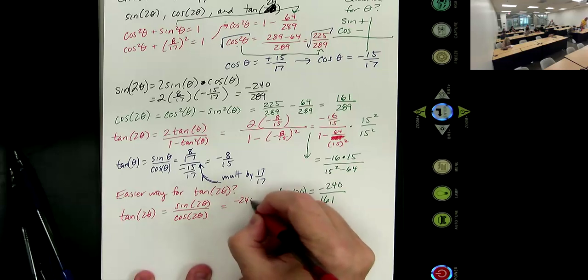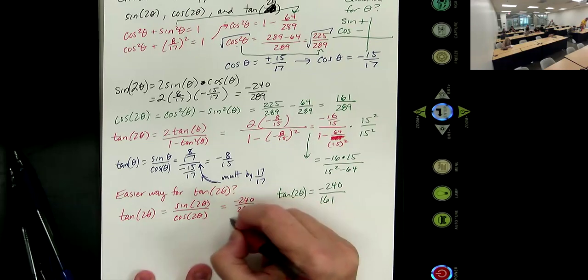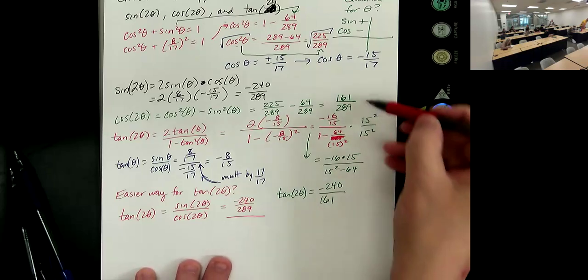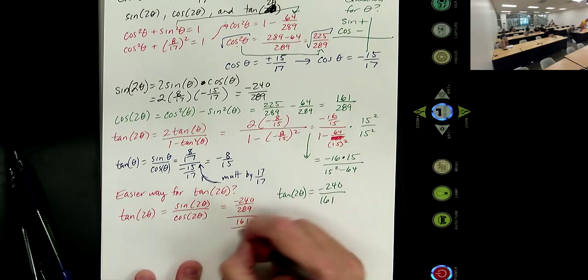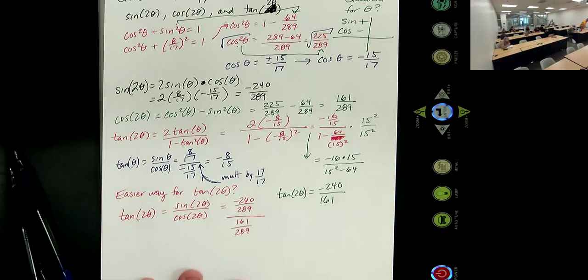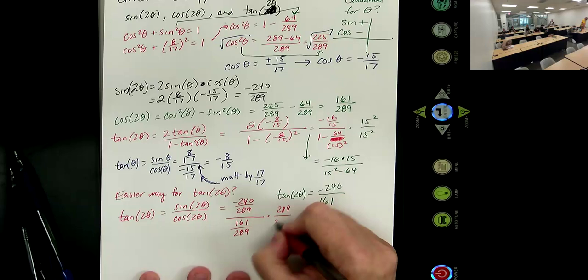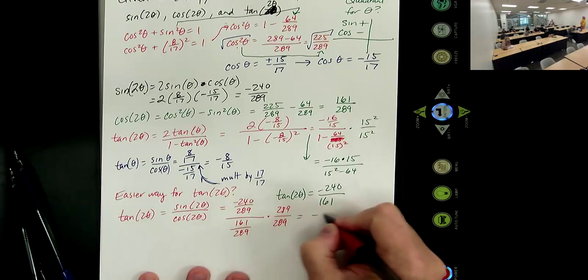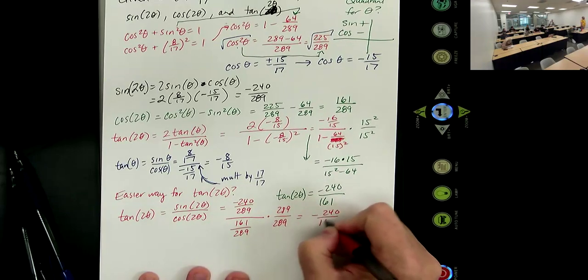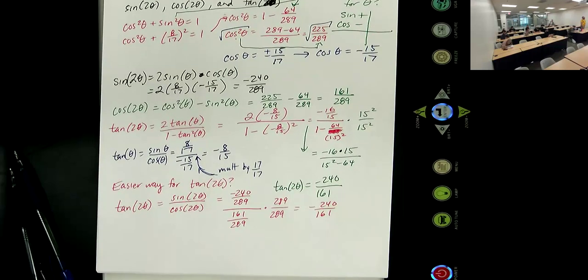Negative 240 over 289, divided by cosine, which was 161 over 289. Multiply this by 289 over 289 to get rid of the complex fractions, and we got negative 240 over 161 a lot quicker. That was quicker because we'd already done sine and cosine. Now, if you hadn't done sine and cosine, if you only needed tangent 2 theta, it's more work.